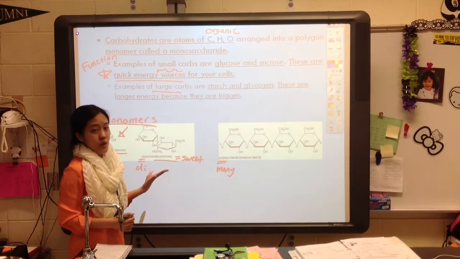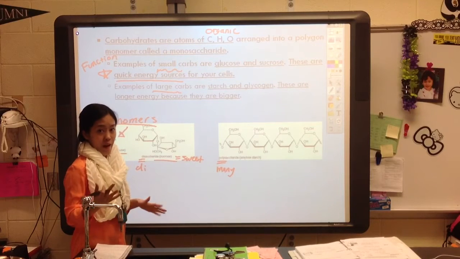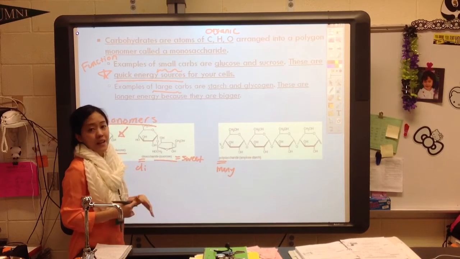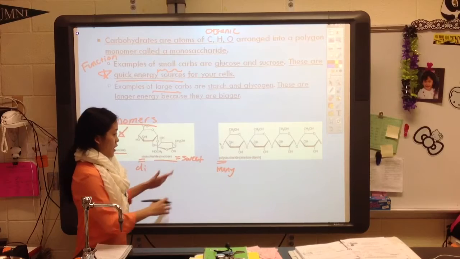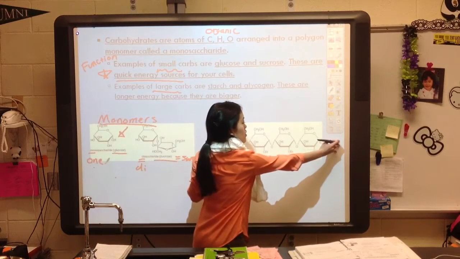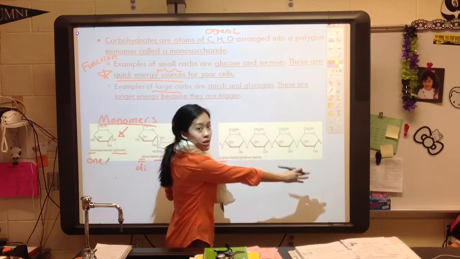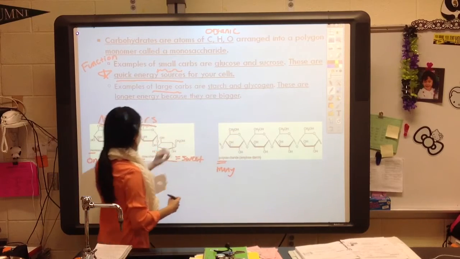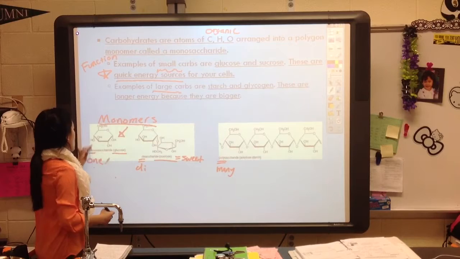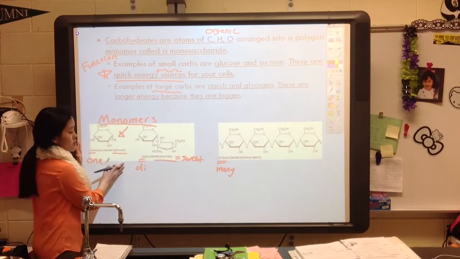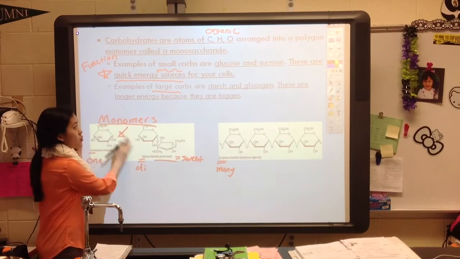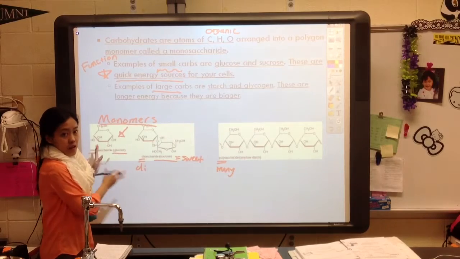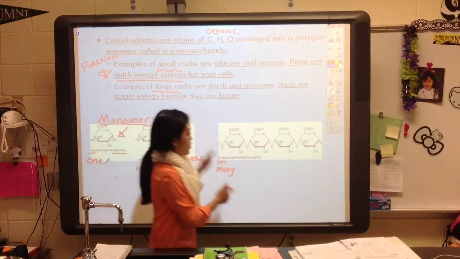Anytime you eat a carbohydrate like bread or pasta, your body is actually getting this larger molecule, this polysaccharide. As you're digesting the food, your body breaks it down into disaccharides or monosaccharides, eventually the smallest subunit, and that's when you can actually use it for quick energy.